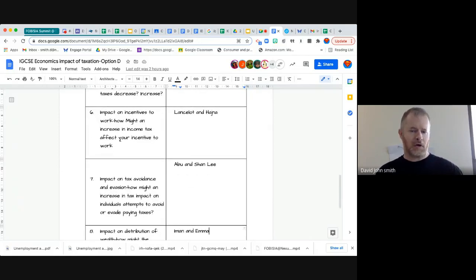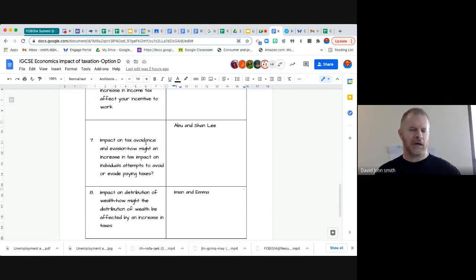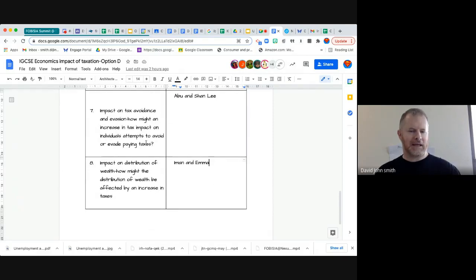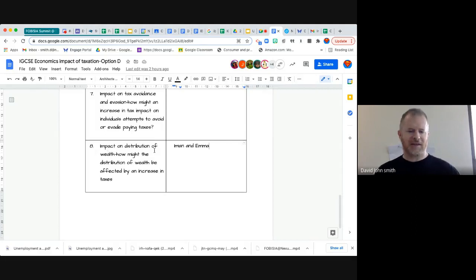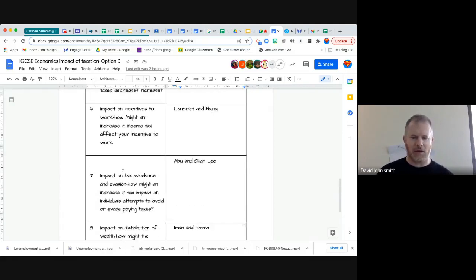Incentives to work. So Lancelot and Hajna, all right? How might an increase in income tax affect your incentive to work? What might happen? And then I've got another one down here, impact on tax avoidance and tax evasion. How might an increase in tax impact or affect individuals who are attempting to avoid or evade paying taxes? And the last one here is about the distribution of wealth. So how might the distribution of wealth be affected if there is an increase in taxes? Oh, lots for you to go on.